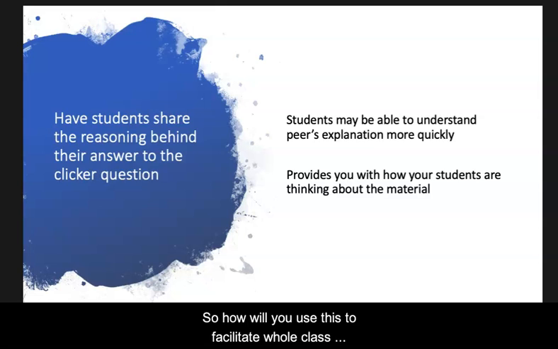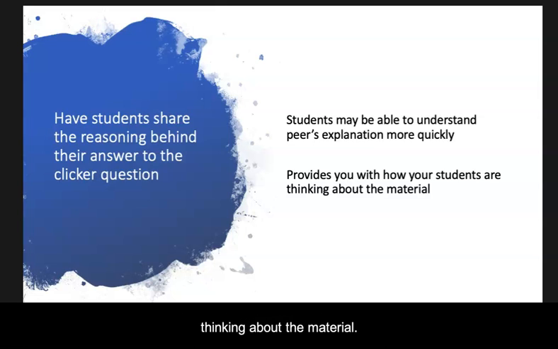And sometimes when they hear their students describing their ideas around the content, it helps them better understand that content. So how will you use this to facilitate whole class discussion? Well, one way you can do that is have students share the reasoning behind their answer on the clicker question. Students may be able to understand a peer's explanation more quickly than they might understand yours. And it also provides you with how your students are thinking about the material.